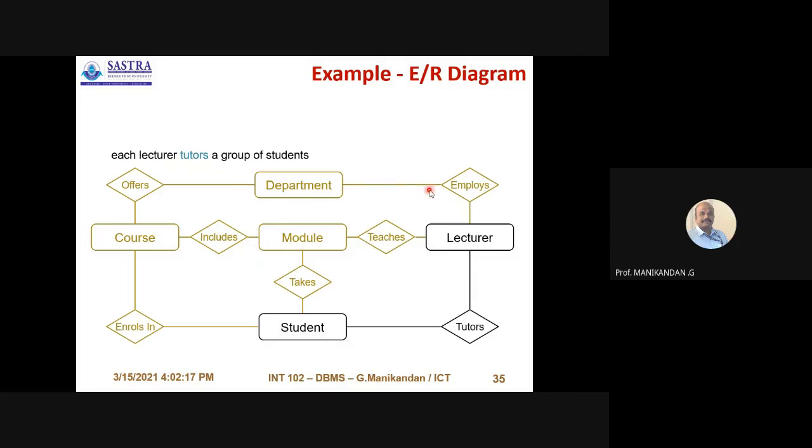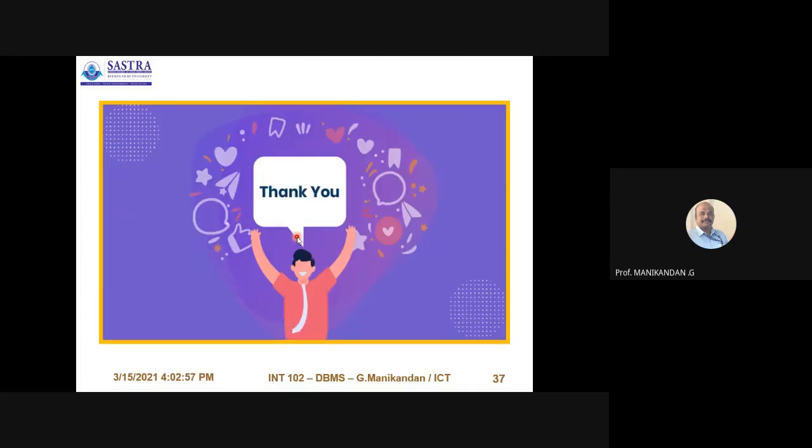For simplicity, in this ER diagram I have not included the attributes. So this is not a full-fledged ER diagram. For easy understanding, the attributes are removed from this basic ER diagram. This is the complete ER diagram for the given problem statement. Thank you.